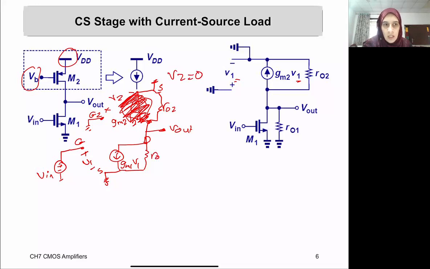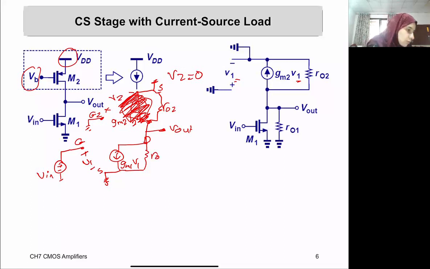Okay, so the gate and the source of the upper transistor M2 are both grounded in the small signal model. And this makes the V2 value equal to 0. The current source GM2 V2 depends on it. Therefore, it's 0.